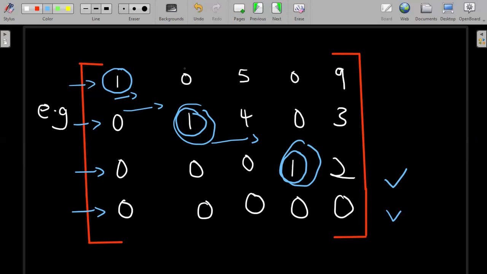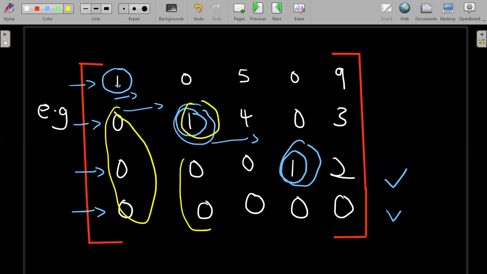And then the third one, we said all the entries below the leading coefficient should be zeros. So this is the leading coefficient here, and I can see I have zeros all over below it. This is the leading coefficient here. I also have zeros below it. Then this is the leading coefficient here. I also have zeros below it. So we can check that. So we have shown that this matrix is in row echelon form.